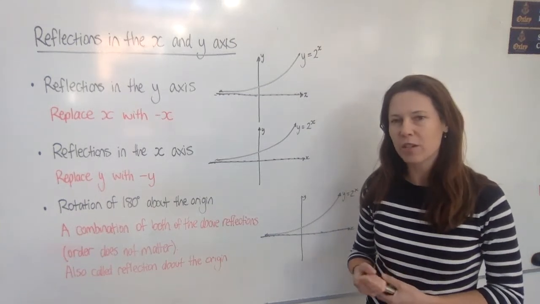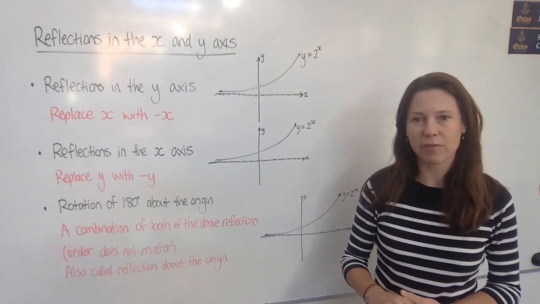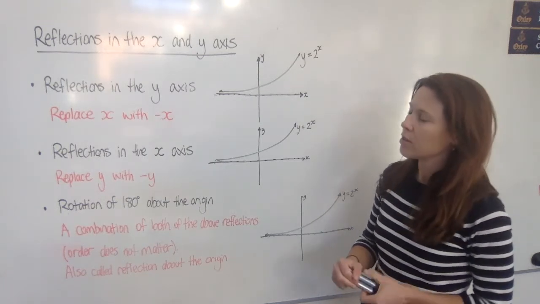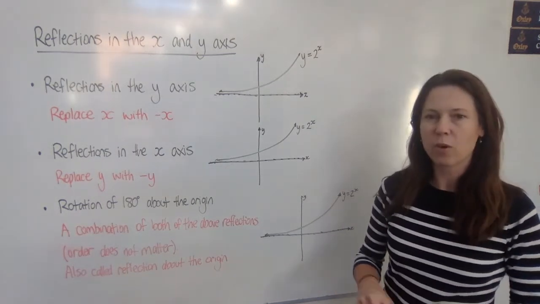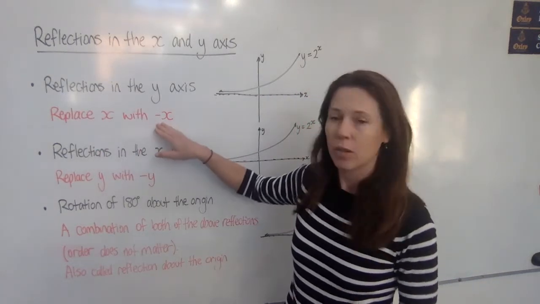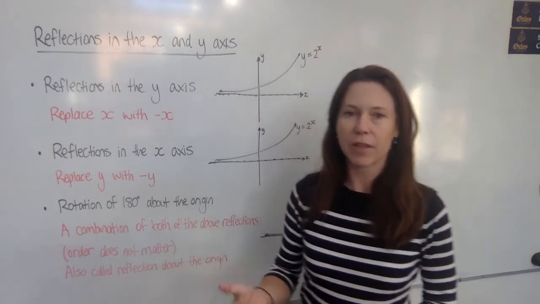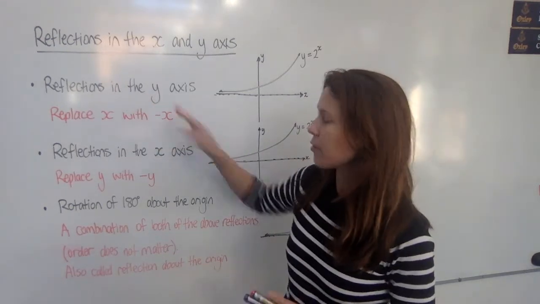One of the key transformations to learn about with functions is understanding how reflections affect the shape of the graph. So let's start by looking at reflections in the y-axis. These occur basically when you replace x with negative x. So if you've got a function of x and you want to know what the function of negative x looks like, it basically gives you a reflection in the y-axis.